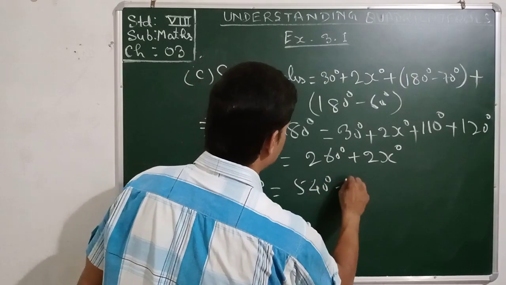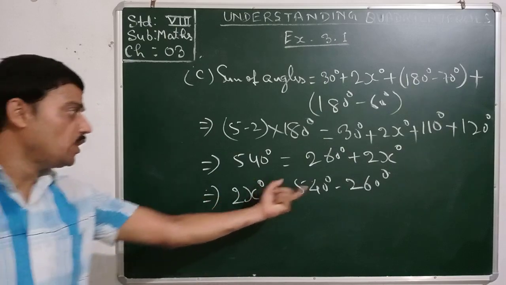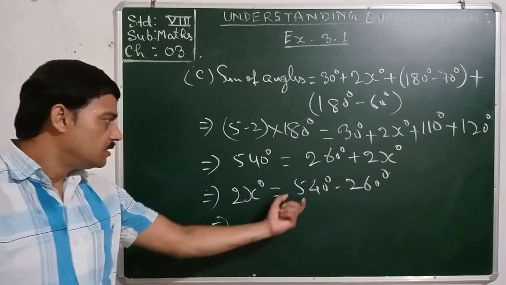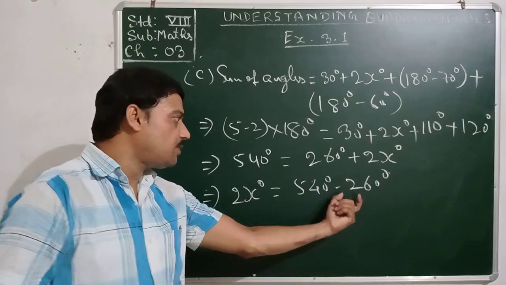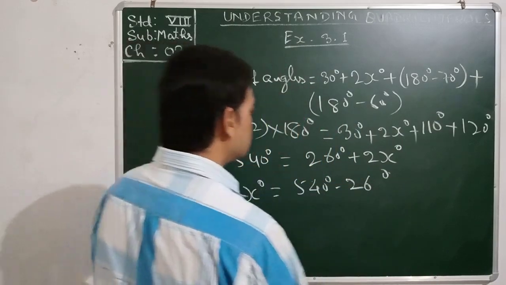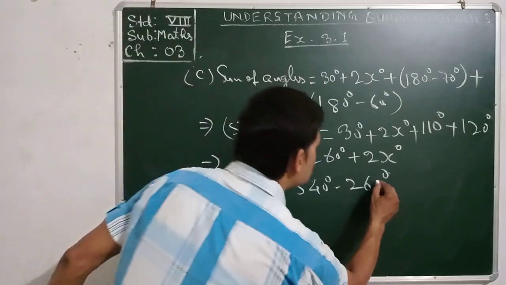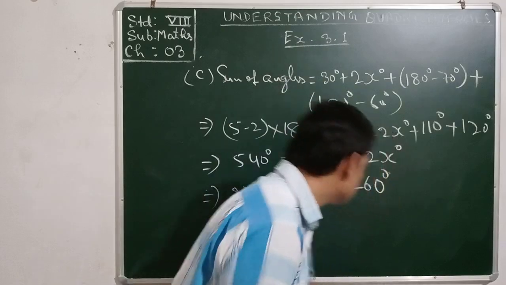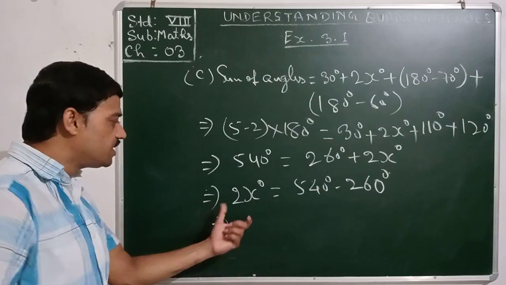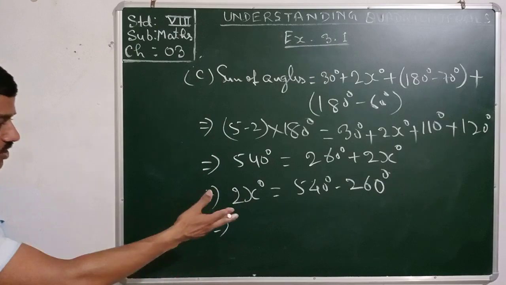So simply you can find now 2x degrees will be 540 degrees minus 260 degrees, and once you get the 2x degrees, find out the value of x by dividing the degrees found here by 2. This was 260 degrees. 540 degrees minus 260 degrees, you will get 2x degrees. Then find out the value of x. Of course, you know the transposition very well.